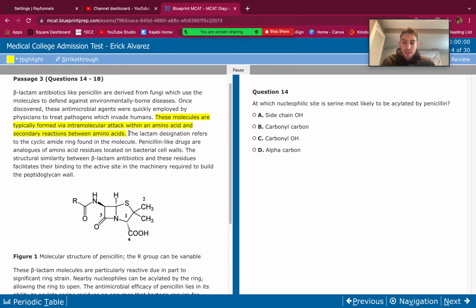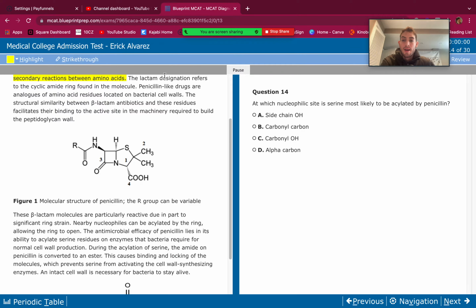Let's keep going. The lactam designation refers to the cyclic amide ring found in the molecule. You should know this from your content review, but they threw it in here. That's cool of them. Penicillin-like drugs are analogs of amino acid residues located on bacterial cell walls. The structural similarity between beta-lactam antibiotics and these residues facilitates their binding to the active site. Okay, active site. Let's highlight that. In the machinery required to build the peptidoglycan wall.